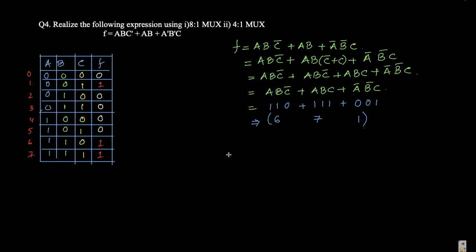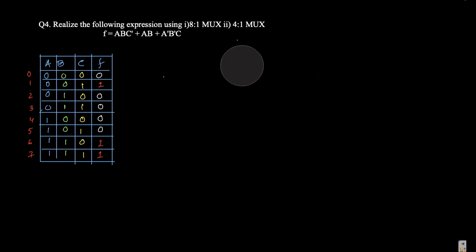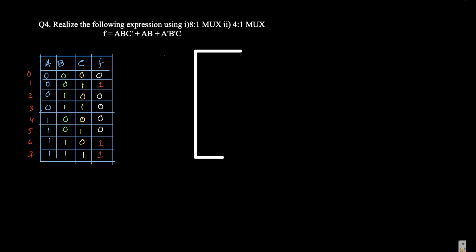Now, for the 8:1 MUX, we can erase this because we need more space. The positions 6, 7 and 1 we have already defined. Now draw the 8:1 MUX first. It has 8 inputs and 1 output as well as 3 select lines.